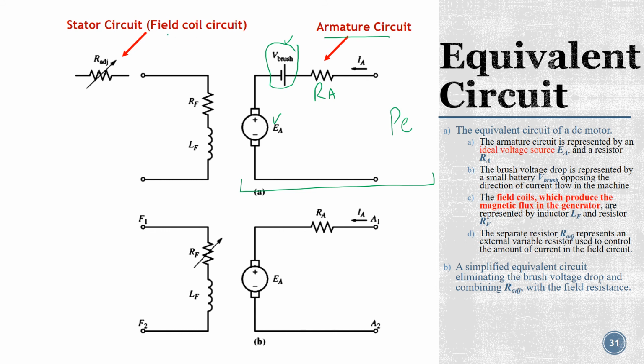Similarly, we will have the stator circuit, which is just the field coil circuit. The field current will be flowing here, and we have the field coil resistance and the inductance of the field coil circuit. And here we will have the adjustment resistance. The operation of the adjustment resistance is the same as we studied for the earlier circuit models: it is used just to control the IF values. As we learned earlier, we can combine these two and represent them using only RF, and if we ignore the brush losses, this will be our simplified circuit.